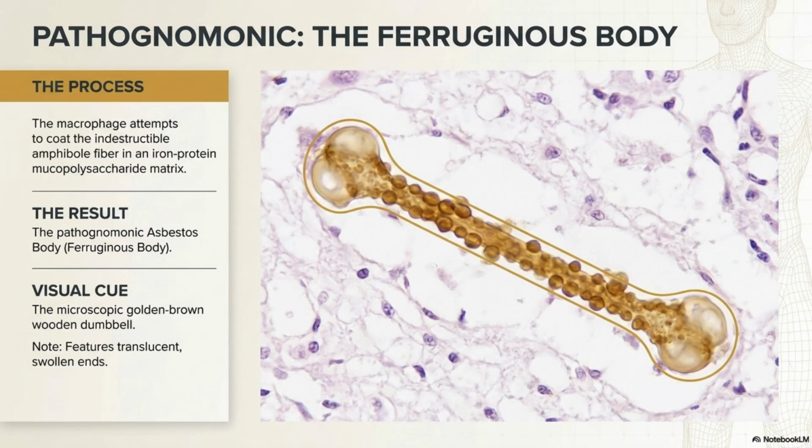This brings us to the pathognomonic feature, the ferruginous body. The process occurs when the macrophage attempts to coat the indestructible amphibole fiber in an iron protein mucopolysaccharide matrix. The result is the pathognomonic asbestos body, also known as the ferruginous body. Your visual cue under the microscope is a microscopic golden brown dumbbell shape which features translucent swollen ends.